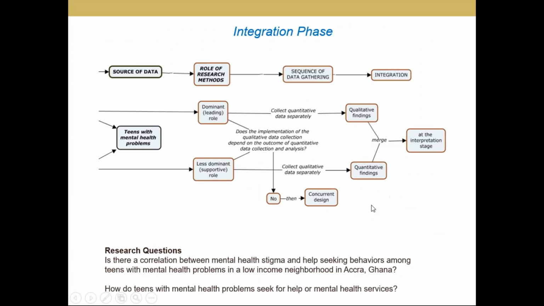Okay, so the example that we are using, so in this case, because we are collecting qualitative data and quantitative data at the same time, right? We analyze the data separately and merge them at the interpretation stage, right, to help you to better understand the phenomenon, which is mental health, stigma, and also health-seeking behavior. So you merge your qualitative data and quantitative data during the interpretation stage, not during the analysis stage of your research.